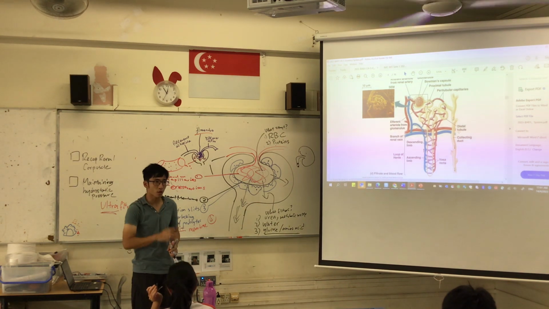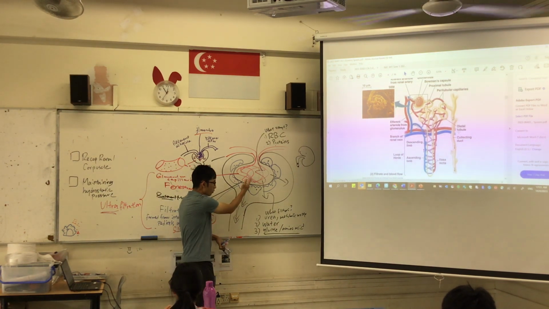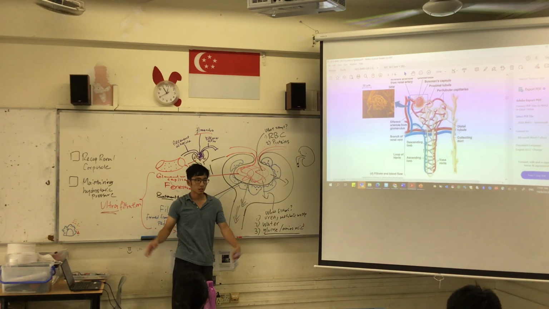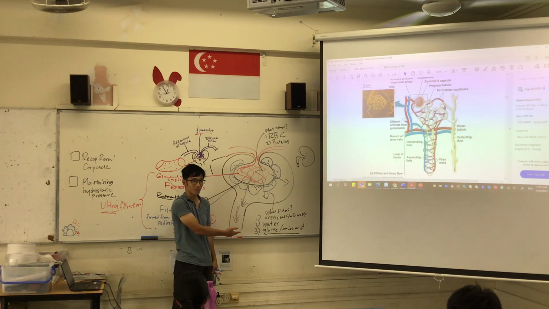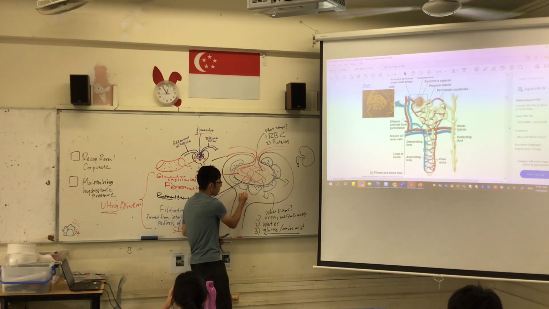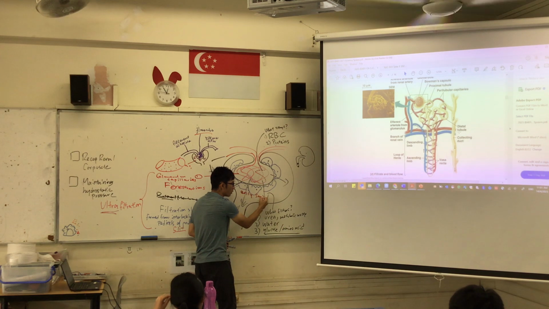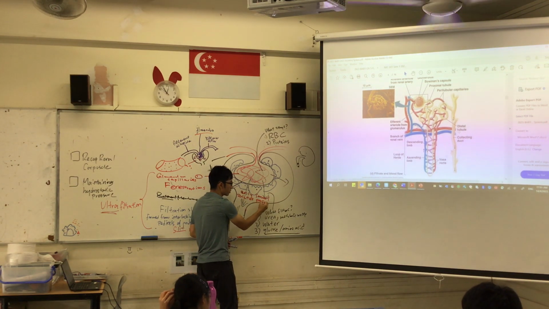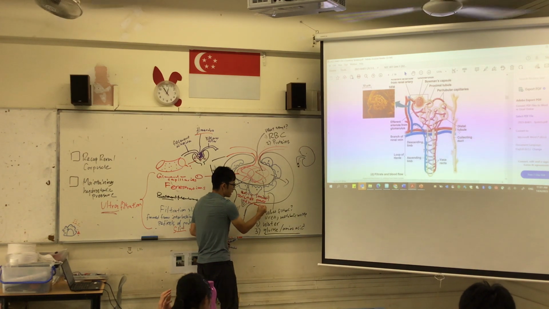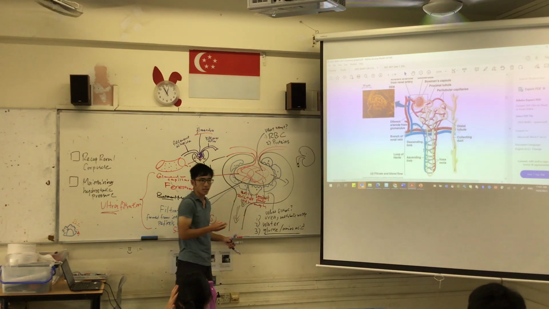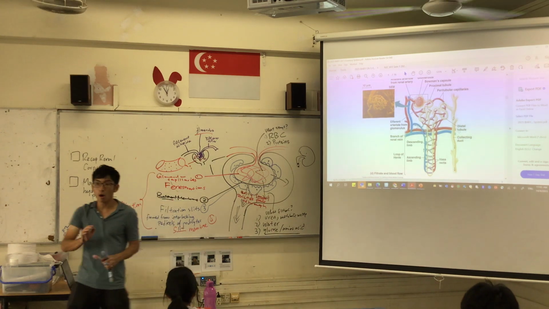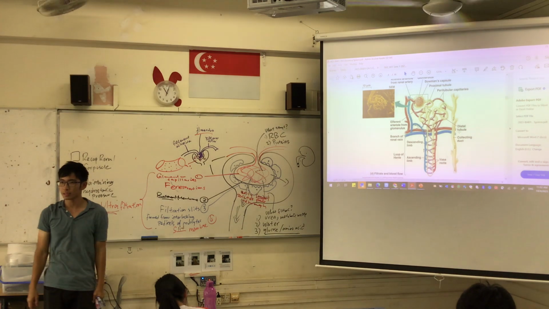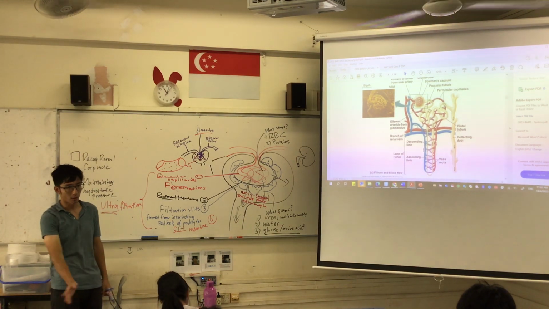So it is a misconception to say that only the bad stuff gets filtered out. It is not true. The good stuff also filters out. So what's more accurate is that only small solutes pass through. It is the small things that pass through, good or bad. But the good stuff we will reabsorb back into our blood. The bad stuff we will let out through urine.